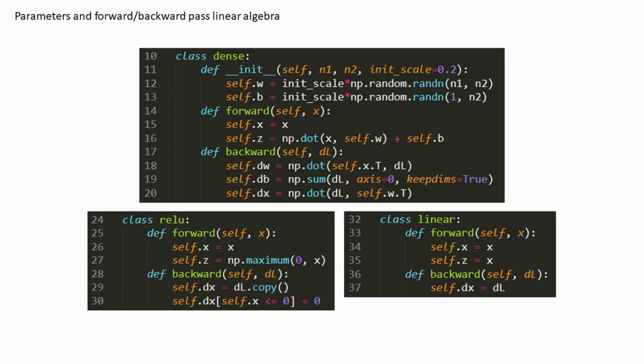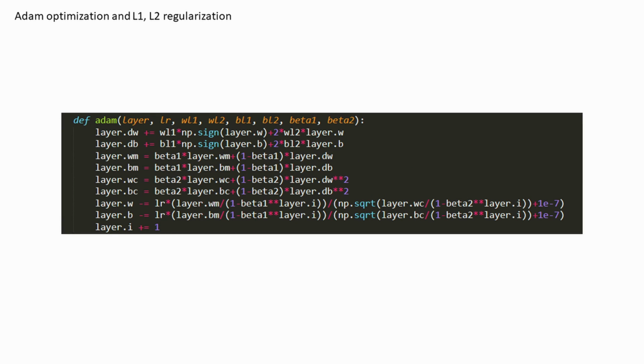For general input, output, and sample sizes, here's the linear algebra for forward and backward pass math. We're looking directly at the code here. To update parameters from passes, I'm using Adam optimization. This is more involved than simply adding the weight and bias derivatives from the passes to the weights and biases.